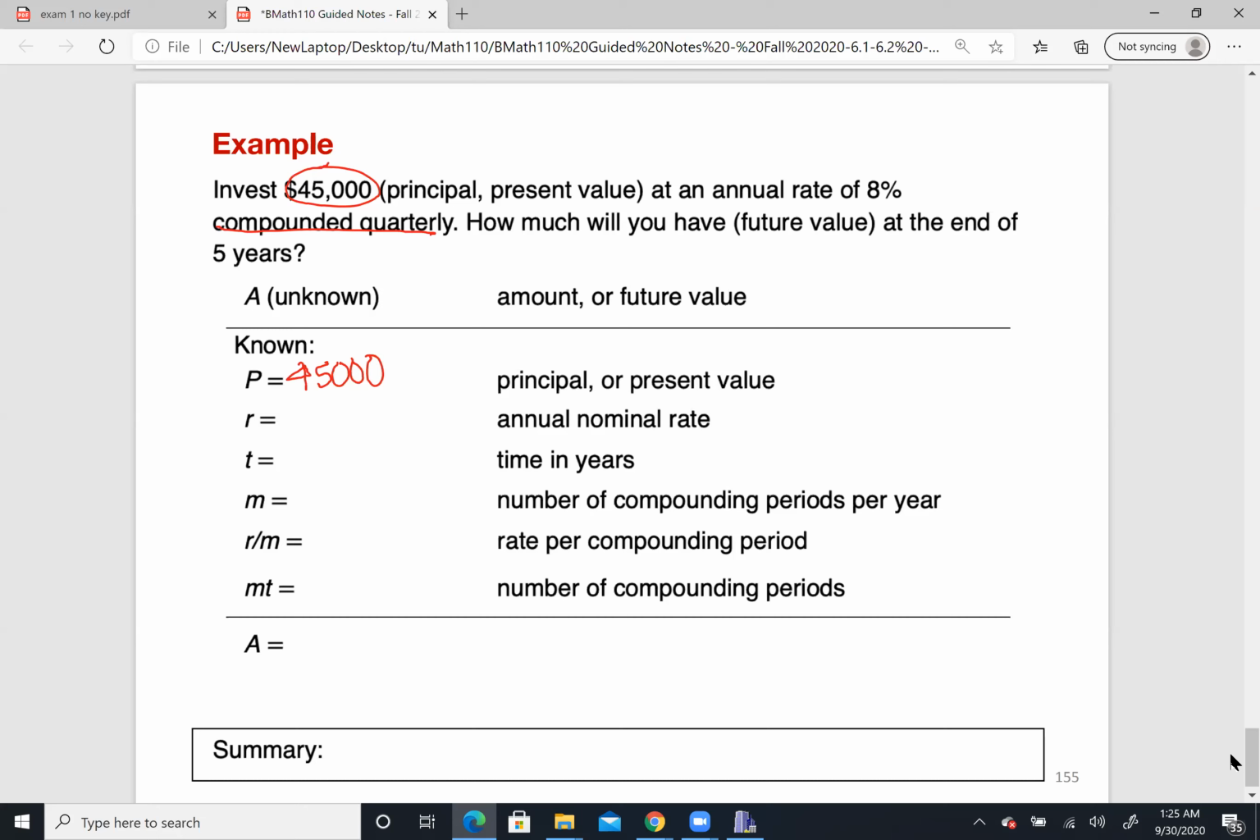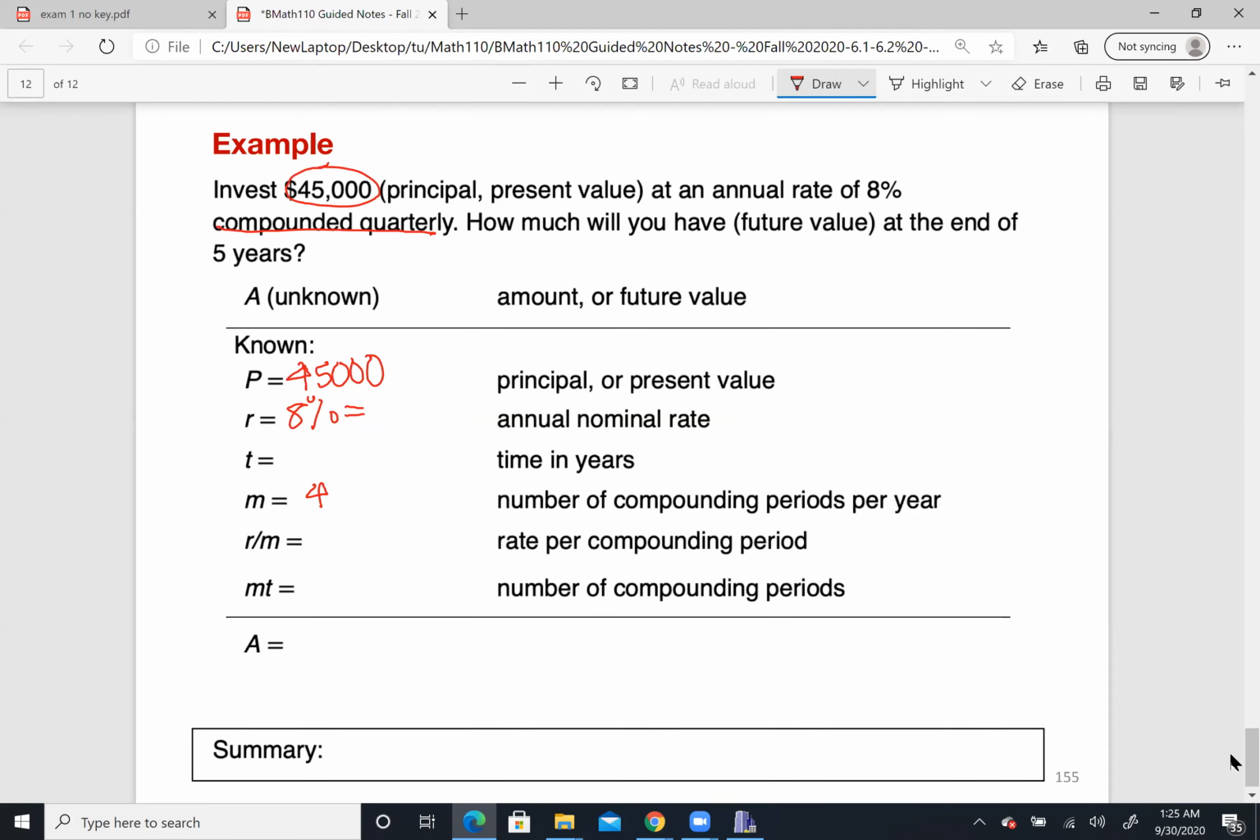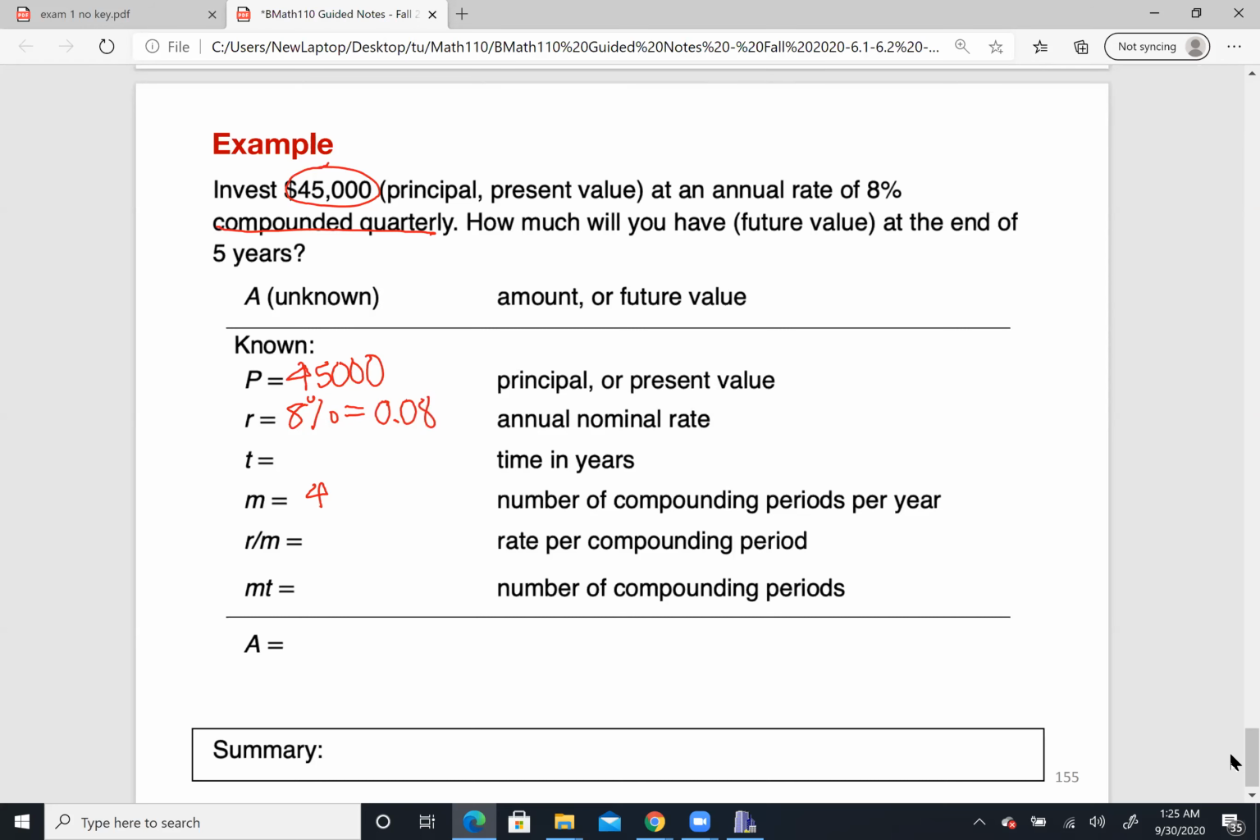Quarterly means m has to be equal to 4. I put 4 here, right? And then annual rate of 8%, so that means 8% is the rate. We also have to rewrite it as the decimal number 0.08. And t is what? The question is, how much will we have at the end of 5 years? So that means t is equal to 5, right?